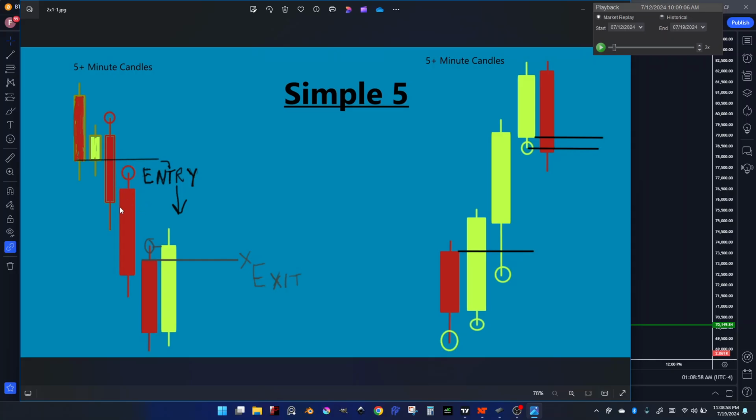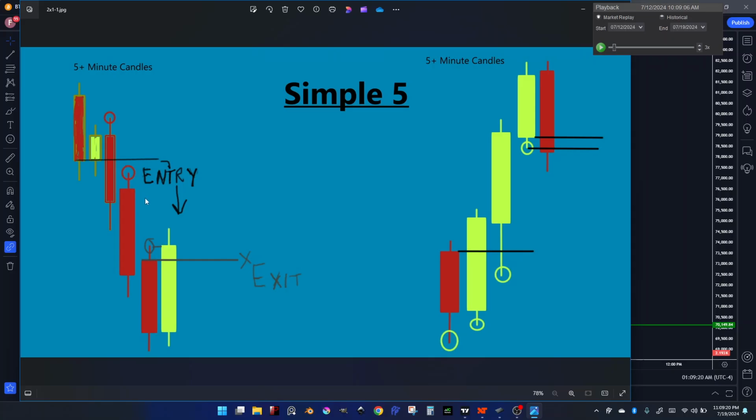And then you're just going to follow this down until you have a close of a candle above the last high of the other candle. So once it clears here, you want to exit. Now, sometimes you may want to wait for this candle to close. Other times you may want to just take it out directly at that high point.